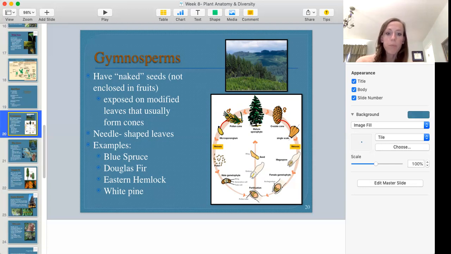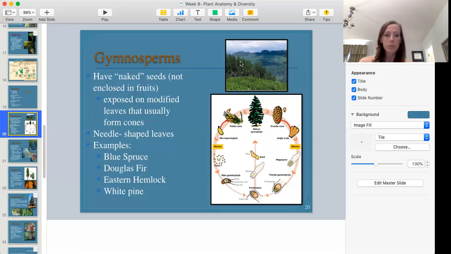Okay. All right, so you will also find needle-shaped leaves. This helps to retain the water in a gymnosperm. So they're often evergreens. They don't have to lose and drop their leaves every fall as angiosperms do. Some examples we're going to look at today, as well as in lab this week, are the blue spruce, the Douglas fir, the eastern hemlock, and the white pine. So we're going to have you take a look at what the needles and the cones look like for each of these so you can distinguish between the four examples.